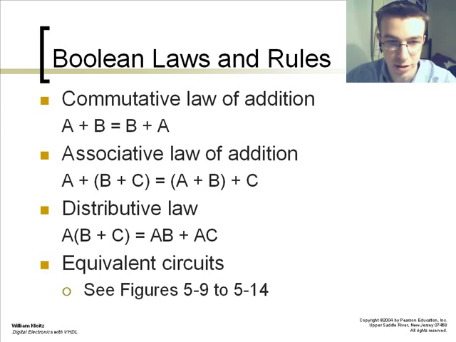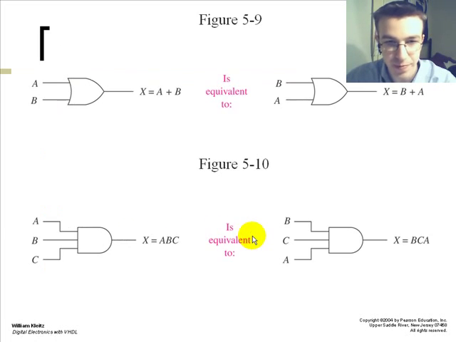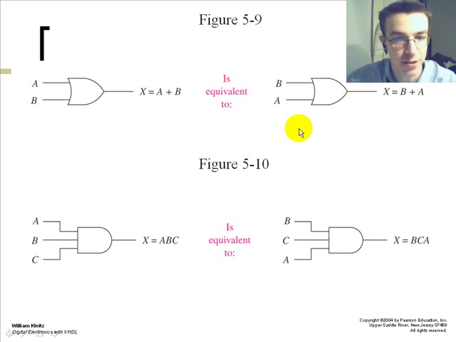The Boolean laws are the commutative law, associative law, and distributive law, and we'll show you some equivalent circuits. But first, the commutative law of addition: A plus B equals B plus A. Associative law of addition: A plus (B plus C) equals (A plus B) plus C. Distributive law says that A times (B plus C) is equal to A times B plus A times C. These are some equivalent circuits for those laws.